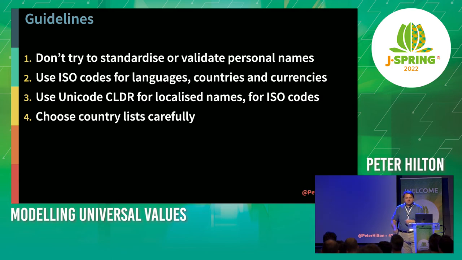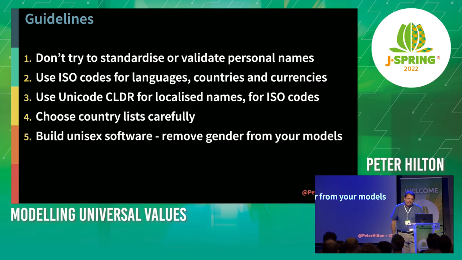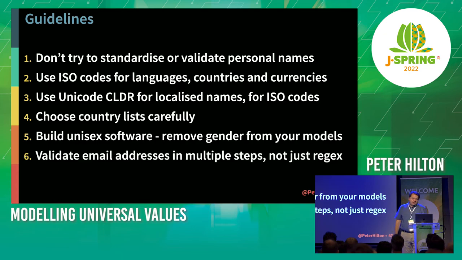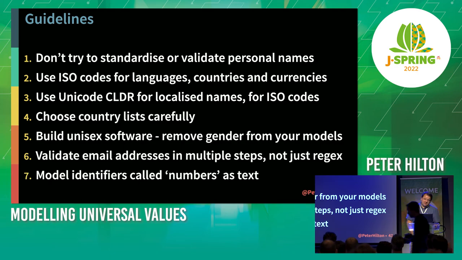Country lists and other lists are political and social. So a lot of this stuff is not as simple as looking at a data type or a schema definition. Some things need a bit more focus on where you are. In particular, your software is probably unisex. Make it unisex, please. Please do that. There are 4 levels of email address validation. It's not a regular expression. That's not enough. And indeed, as I said, model the identifiers that are called numbers as text.